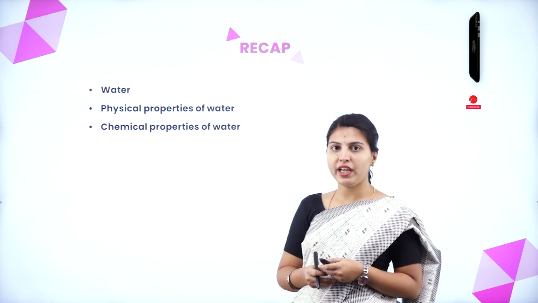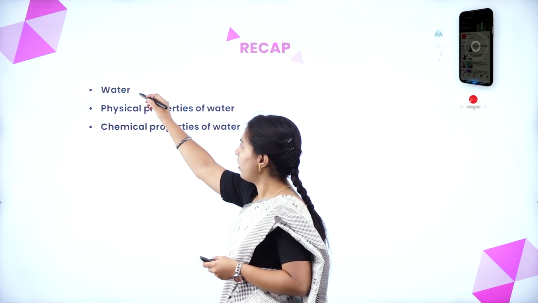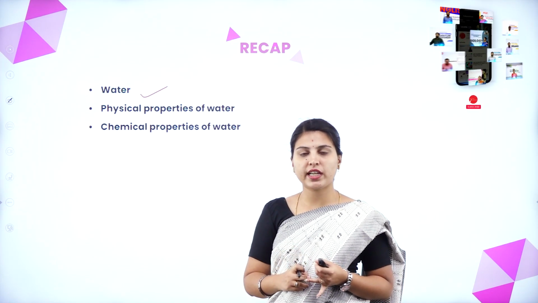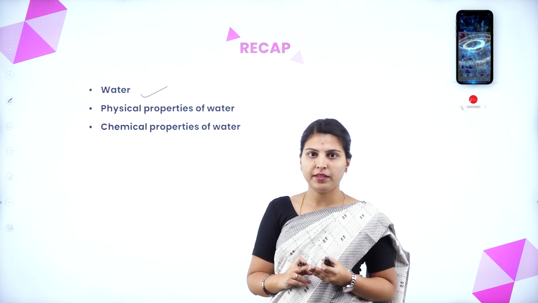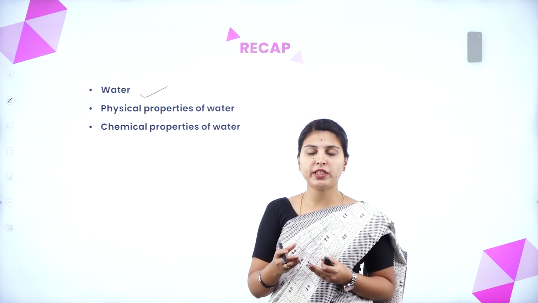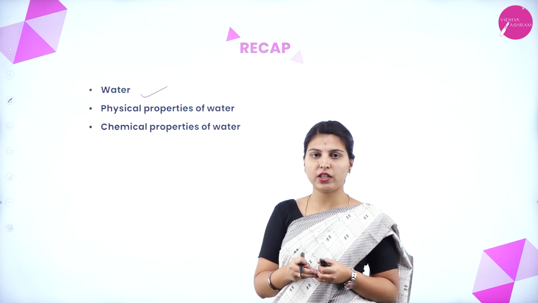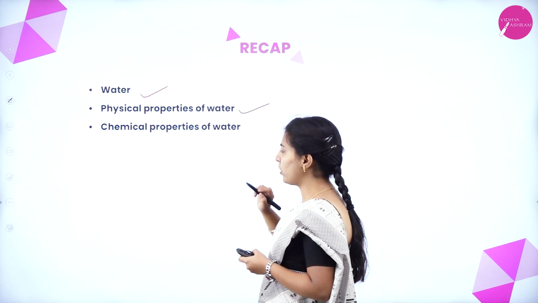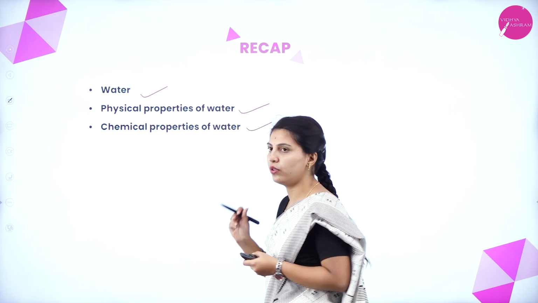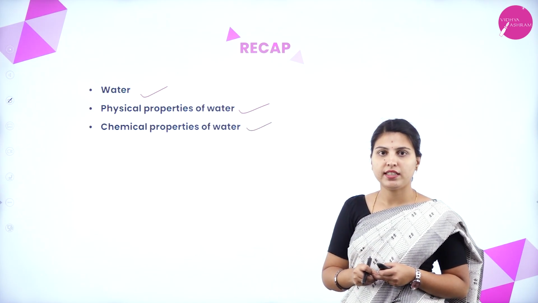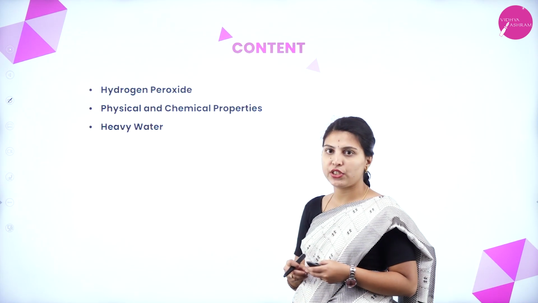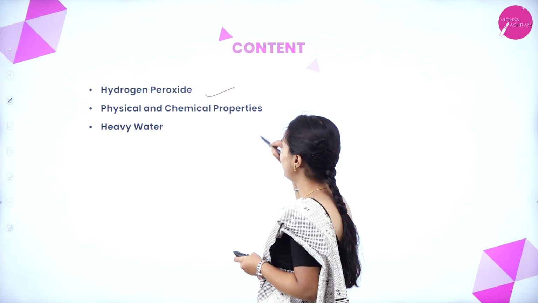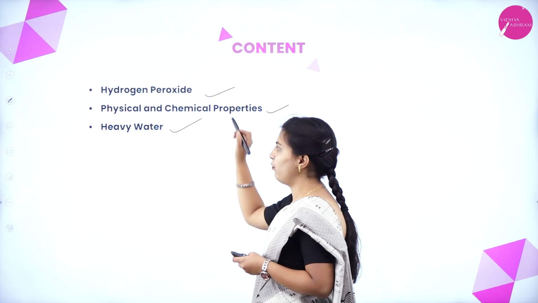In the last class, we discussed water, that is how the structure of water is present in the gaseous state, liquid state as well as solid state, and what are the properties which affect the three states of matter according to its structure. Physical properties and chemical properties of water we have also discussed in the previous session. Next, in this session we will discuss hydrogen peroxide, its physical and chemical properties, and heavy water.